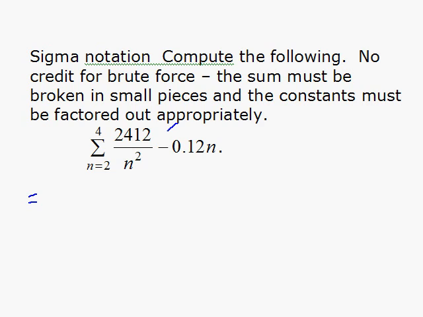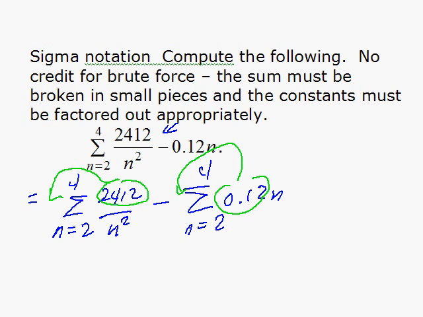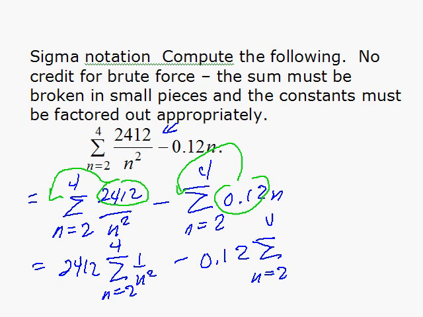So I can break this. I break it at the plus and minus signs. So this becomes the sum, n equals 2 to 4 of 2412 over n squared, minus another sum, n equals 2 to 4 of 0.12n. Now, constant terms can be factored out. This is multiplying everything, and it can come on the outside. This can also move to the outside. So you end up with 2412 times the sum from n equals 2 to 4 of 1 over n squared, minus 0.12 times the sum from n equals 2 to 4 of n.